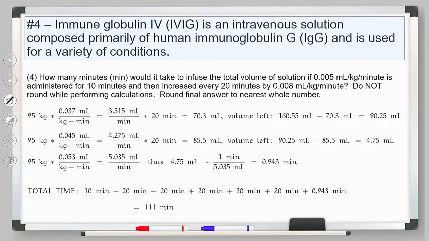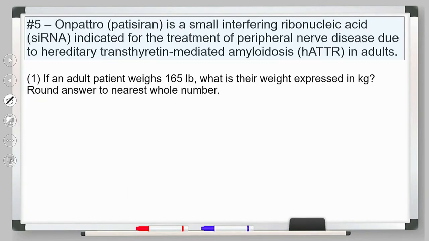I'll hopefully come back to it, but I don't want to waste my time on 4 when 5 and 6 are good questions that I would hope that you could answer. All right? So skipping to question number 5. Onpattro is a siRNA treatment, so we're going to need to dose that.